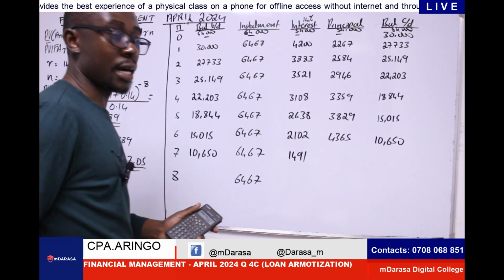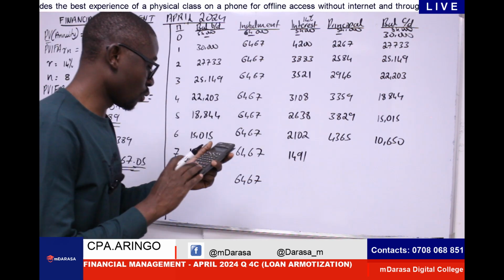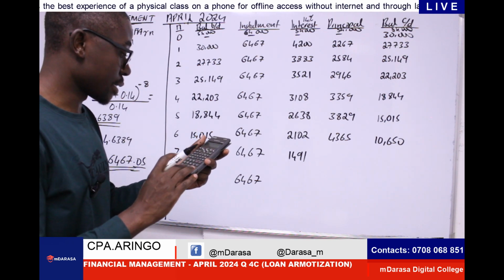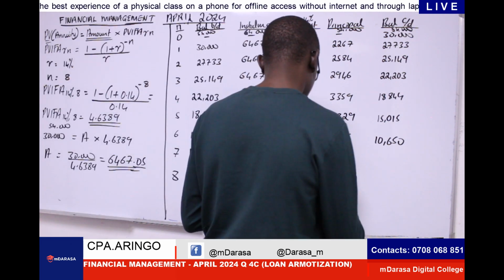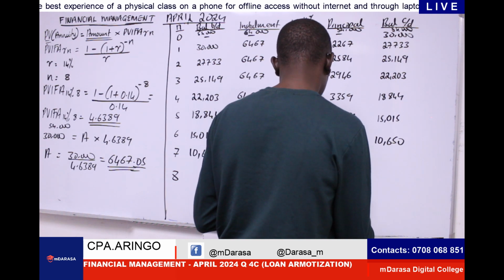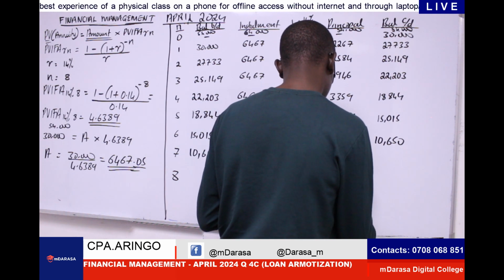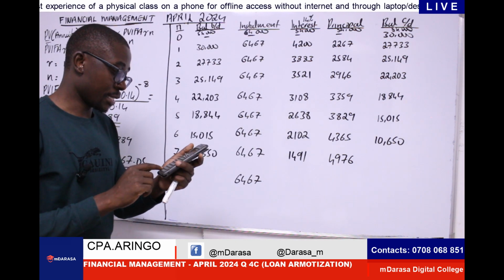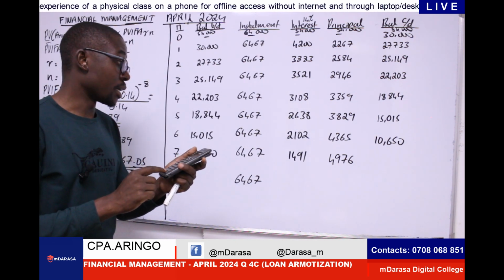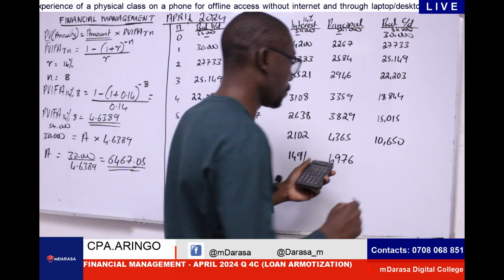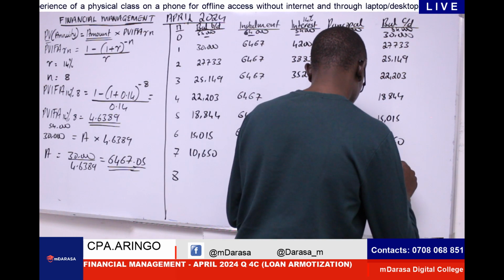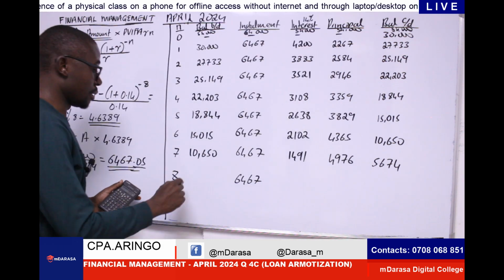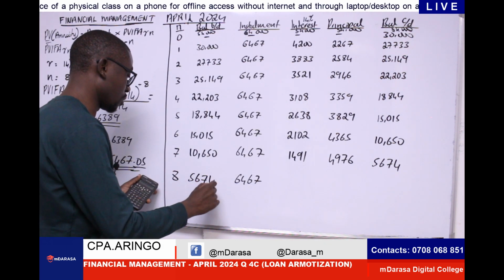So having that, we can agree our principal will be 6467 minus answer to give us 4976. So I'll be having 10,650 minus answer. This should give me 5674. So I'll be having 5674.